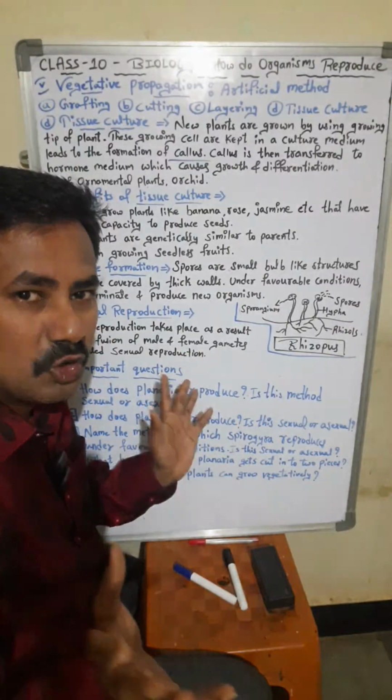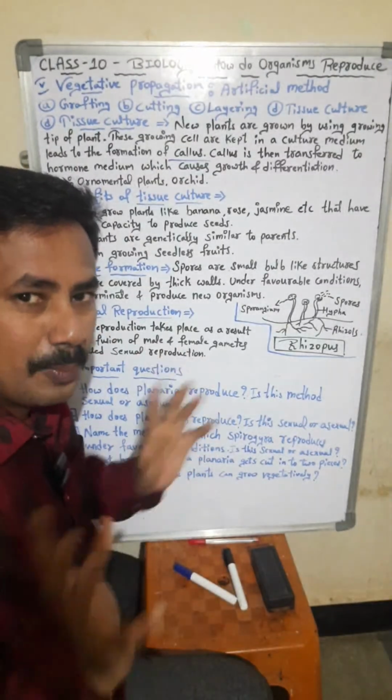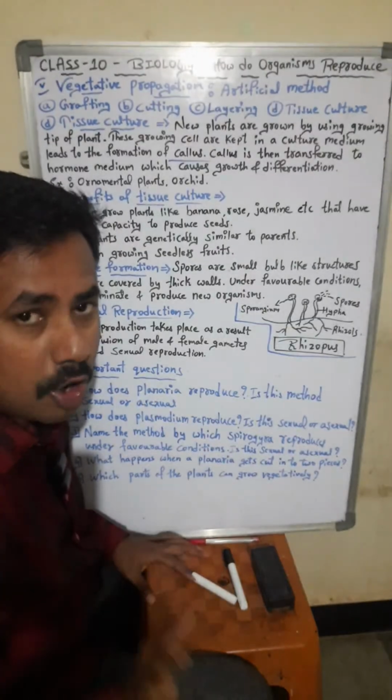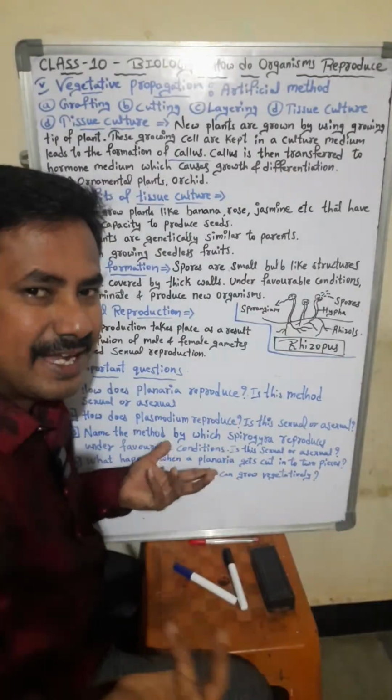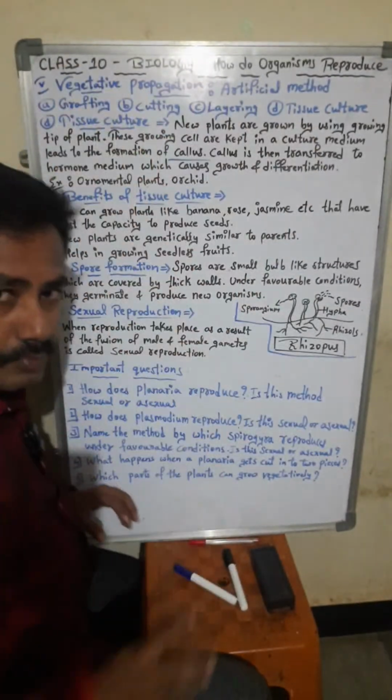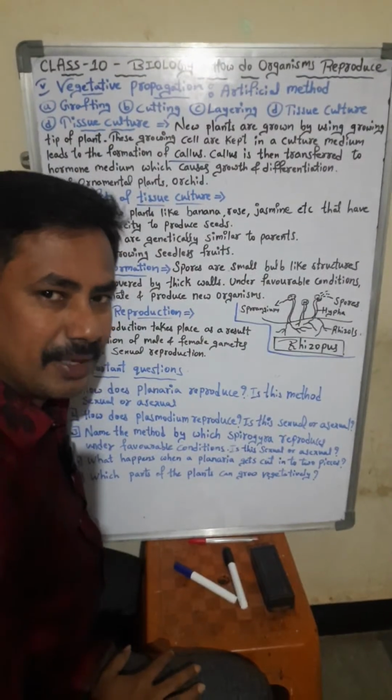The plants will grow, new plants will come. Example ornamental plants, orchid. Is that understood? It is very easy. Tissue culture. It is the fourth artificial method in vegetative propagation.